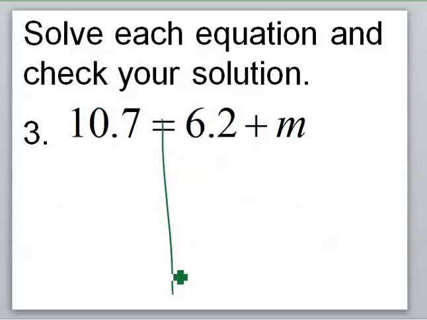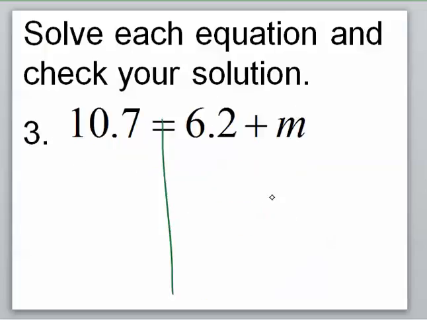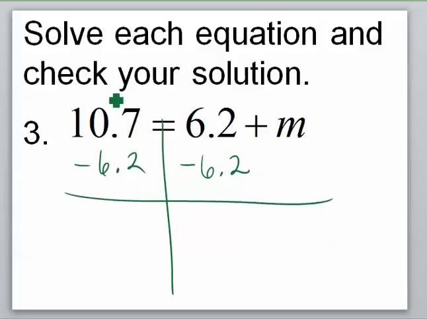Draw my line down my equal sign. This time things are kind of moved around, but I'm working on the side that has the variable, just like I was on the prior problem. This one happens to be on the right-hand side. We're trying to get rid of a 6.2. We're trying to create a 0, so we're going to put a negative 6.2 on both sides. So it says that you had $10.70. You spent $6.20. What do you have left? You have $4.50.